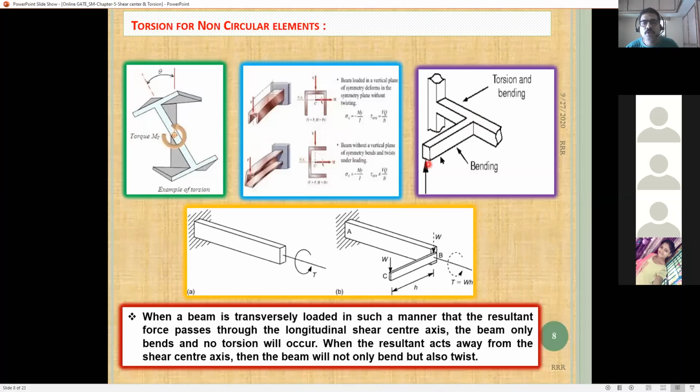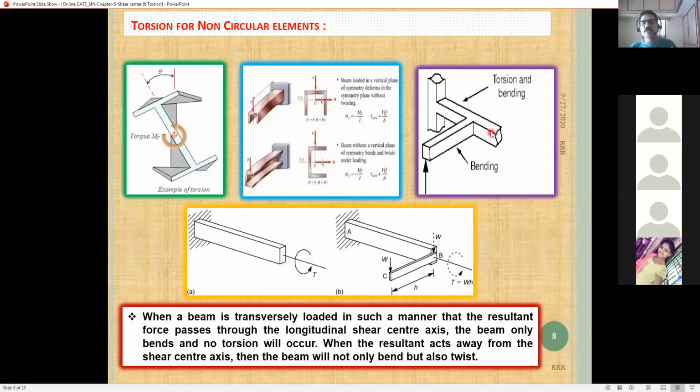Because there is connectivity between the two beams, it will try to twist because the load is somewhere outside, right? It will try to twist the beam in this direction. So this beam will undergo twisting. But this beam only undergoes bending due to this loading. Please remember. This length of the beam will cause the twisting, but this beam has only bending. So that is just bending.